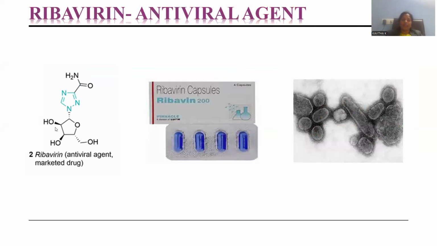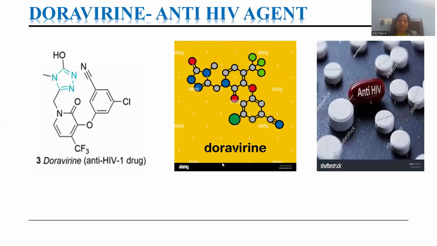And ribavirin is another drug. You can notice the effective pharmacophore is this triazole, and that is enclosed with this amide linkage at position number 3. And here we have a highly polar functionality over this nitrogen. This most polar functionality is located upon the nitrogen. This is an effective antiviral agent. Viral infections will be effectively destroyed by means of this ribavirin drug. It is a marketed one.